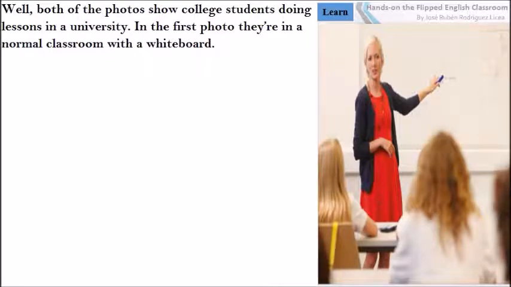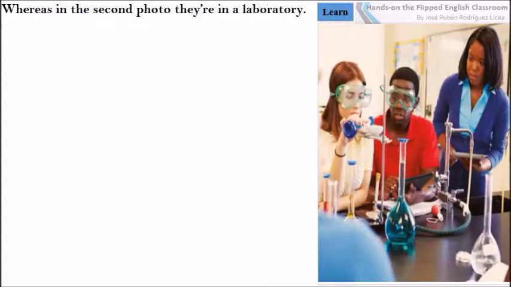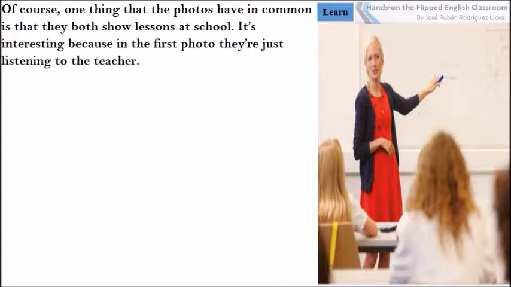Well, both of the photos show college students doing lessons in a university. In the first photo they're in a normal classroom with a whiteboard. Whereas in the second photo they're in a laboratory. Of course, one thing that the photos have in common is that they both show lessons at school.